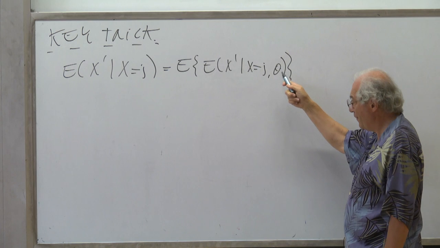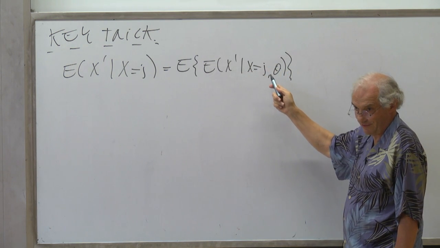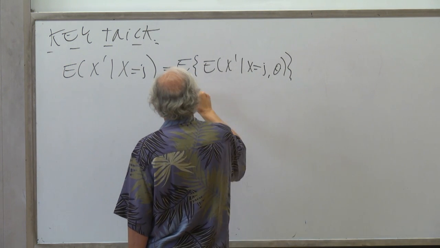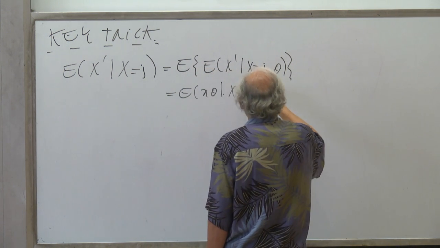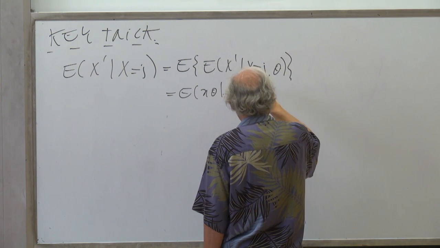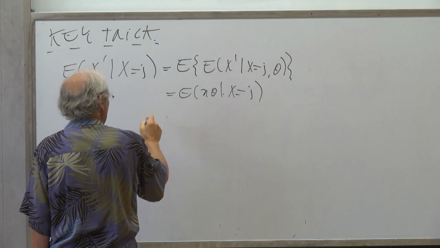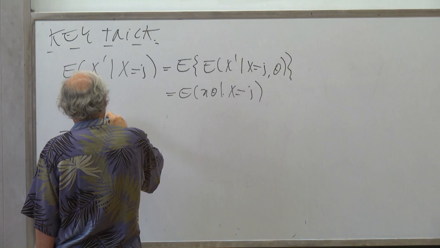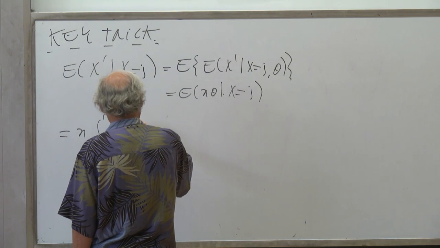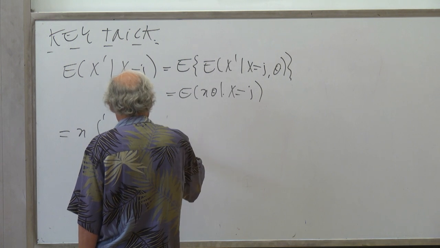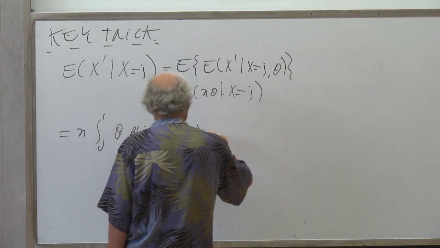Now, if you tell me what theta is, the next step is just a binomial with parameter n and theta. So I know what this is. It's just n times theta, right? So this is equal to the expected value of n times theta given that x is j. Well, let's keep going. n comes out. This is equal to the integral from 0 to 1, let me write it down, theta times the beta density with parameter j plus 1 and n minus j plus 1, d theta.